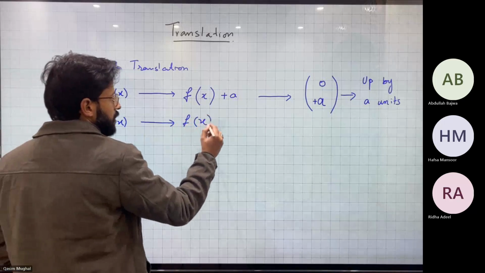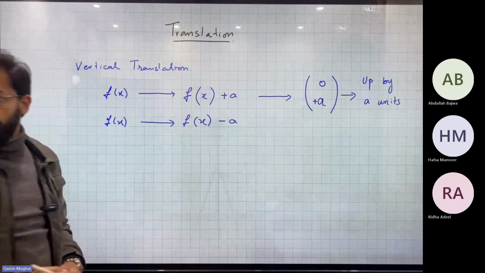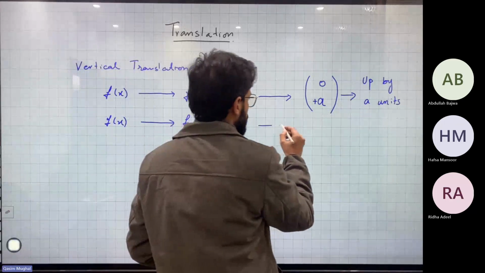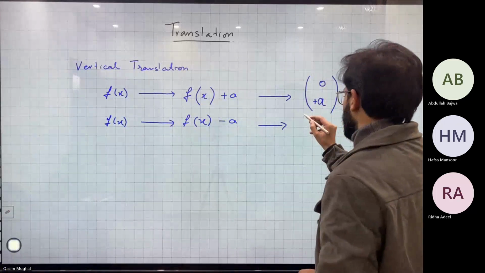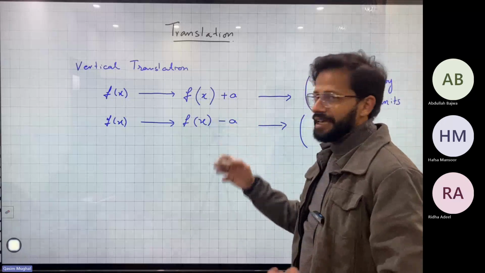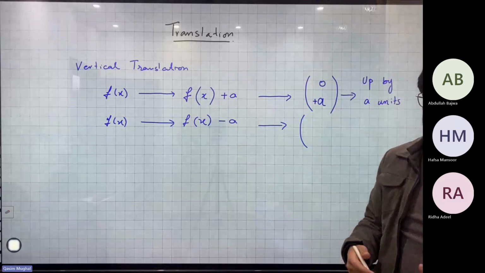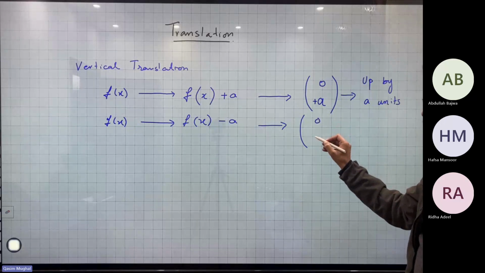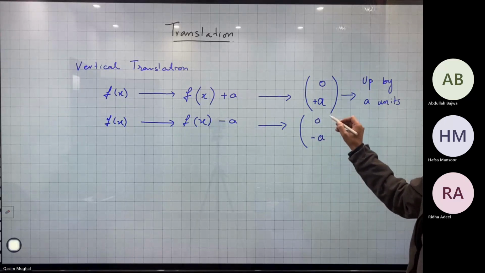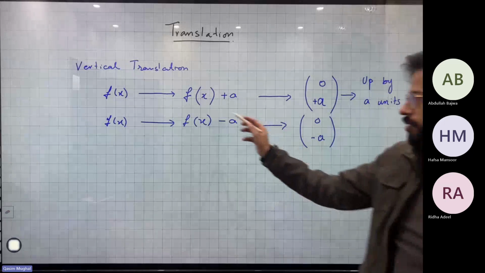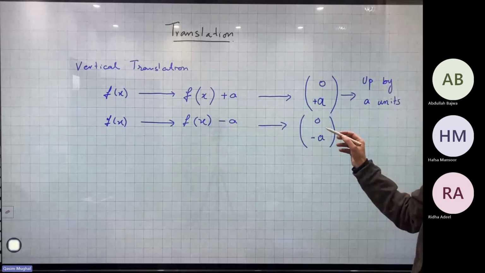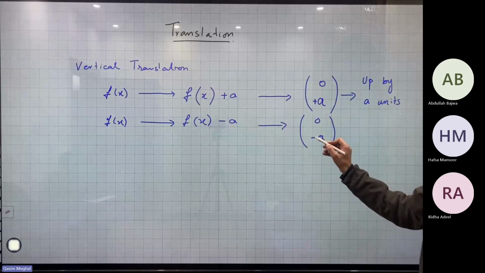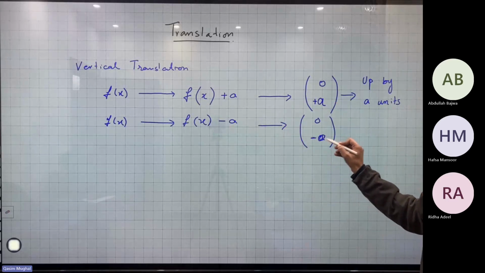If you have a function f of x, and if you subtract a number from it outside the function, again, you're making changes in y outside the function. That again will result in the vertical transformation. This is what happens to the function, and this is what happens to the graph. It shifts down by a units. So that is why I've written here the negative of a.